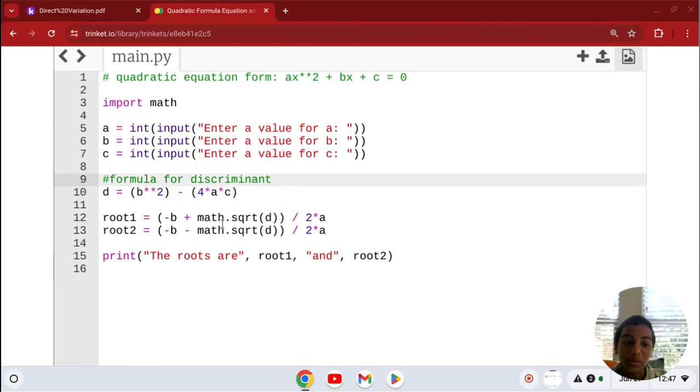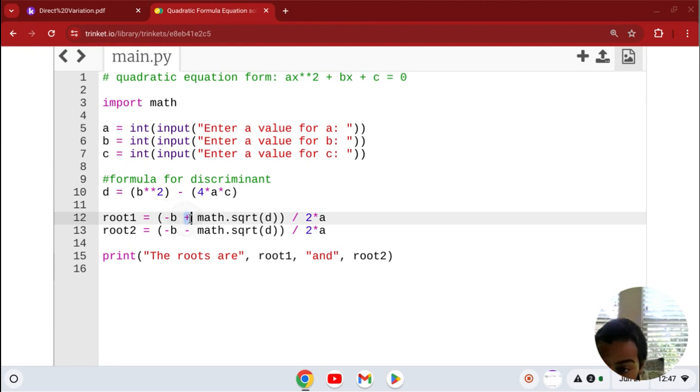Now the roots, which are basically the answers of the quadratic equation. It's negative b plus or minus the square root of b squared minus 4ac, over 2a. So here it's negative b. We can't have a plus or minus symbol here, so we put plus here for root 1, and for root 2 we put minus here.